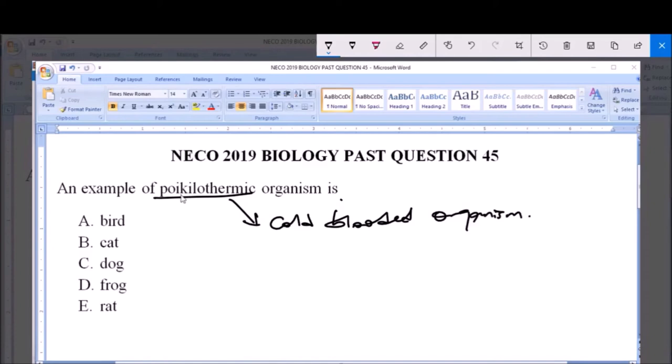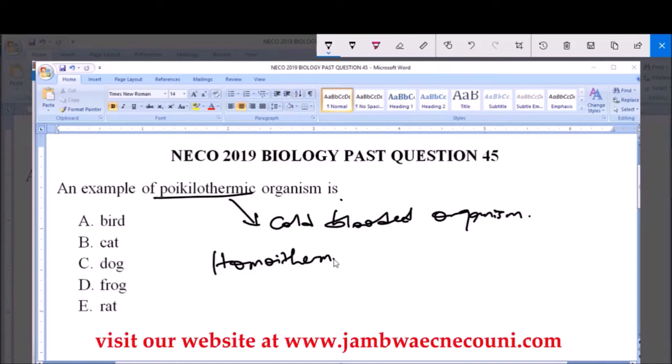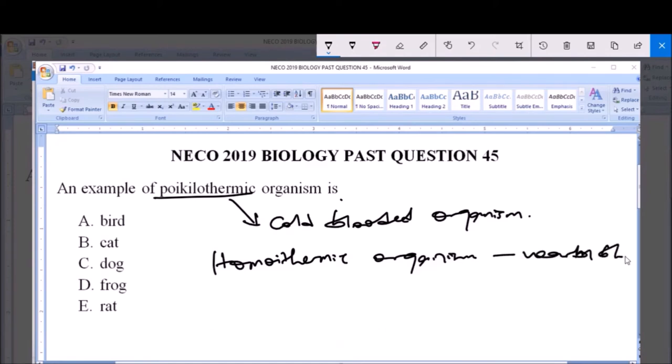Then the opposite of poikilothermic is homoiothermic organisms. Now these organisms are warm-blooded organisms. Now option A says bird.